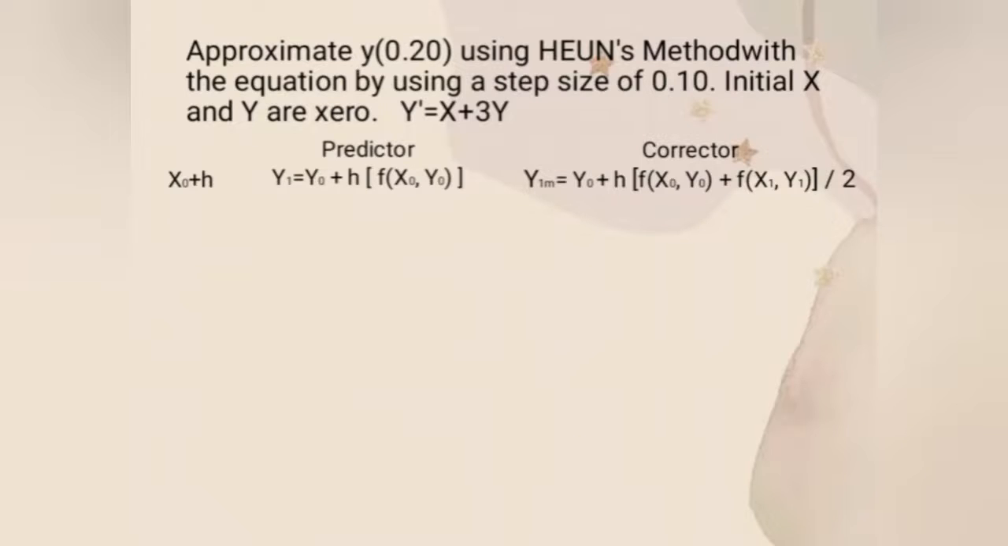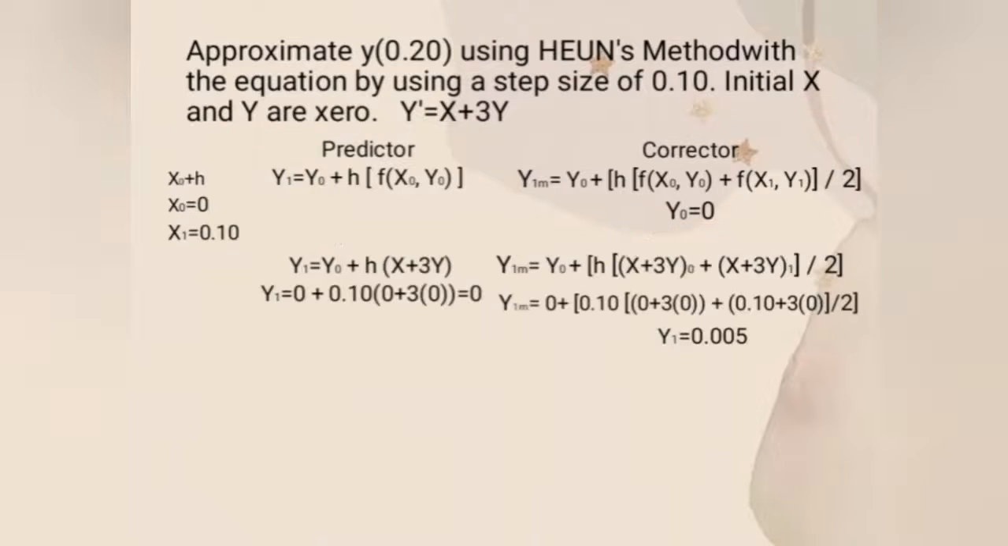Right here, again, I have already given you the predictor and the corrector equation. And we also have this x sub 0 plus h here. This is used to identify the values of our x sub 0, x sub 1, x sub 2, and so on. First, by the given, the initial x and y are 0. So we have x sub 0, which is 0, and y sub 0 is equal to 0.